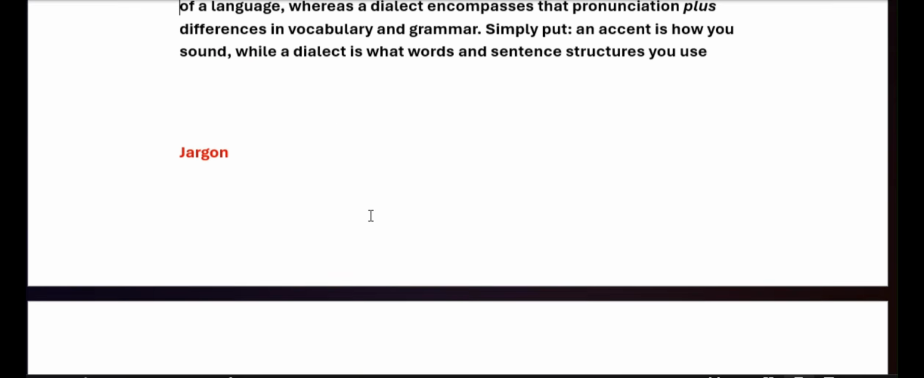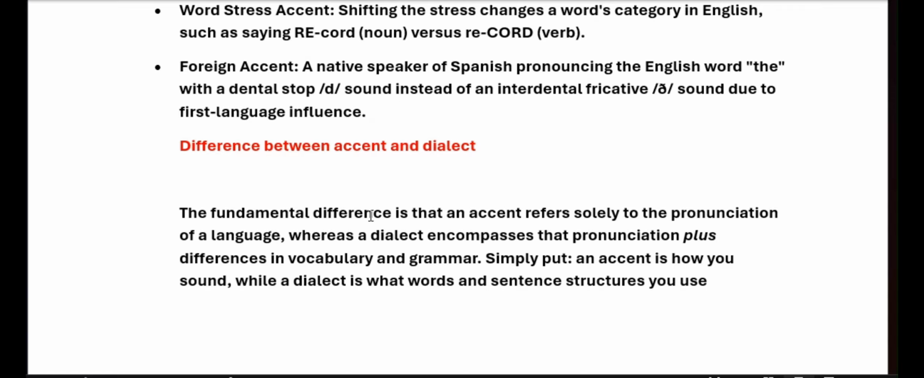Here we have written the difference between accent and dialect. We have earlier discussed that the difference between accent and dialect is that accent just refers to the pronunciation of a language, whereas dialect encompasses pronunciation plus differences in vocab and grammar. So this was all. Dialect was basically the difference in grammar, pronunciation, and vocab between people of different social groups, and accent is the difference between the pronunciation of different people.